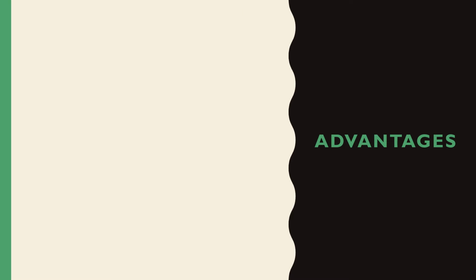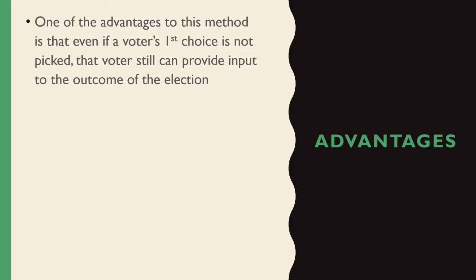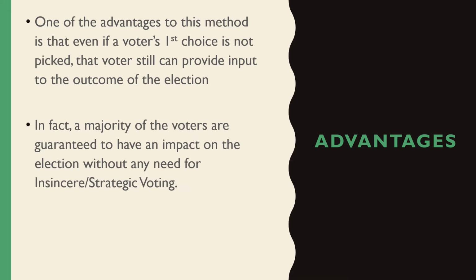So let's talk advantages. The big advantage to this method is that even if your first choice isn't picked, that doesn't mean that you don't have an impact on the election. In fact, 50% of the voters at least are guaranteed to have had a vote that directly helped pick the candidate that wins. And there's no need to have any kind of strategic voting because, well, your vote counted. And this is true regardless of the number of candidates and any stuff like that. So that's kind of nice.